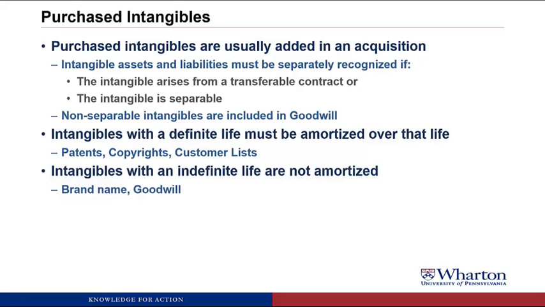Intangibles with an indefinite life don't have to be amortized. So brand name is assumed to have an indefinite life. It's not going to be used up in 5 years or 10 years, and so you never have to amortize it. Same thing with goodwill. Goodwill, and again, we'll talk about what's in this later. It's assumed that whatever you're buying doesn't have a finite life, so it will just sit there as an asset forever without being amortized.